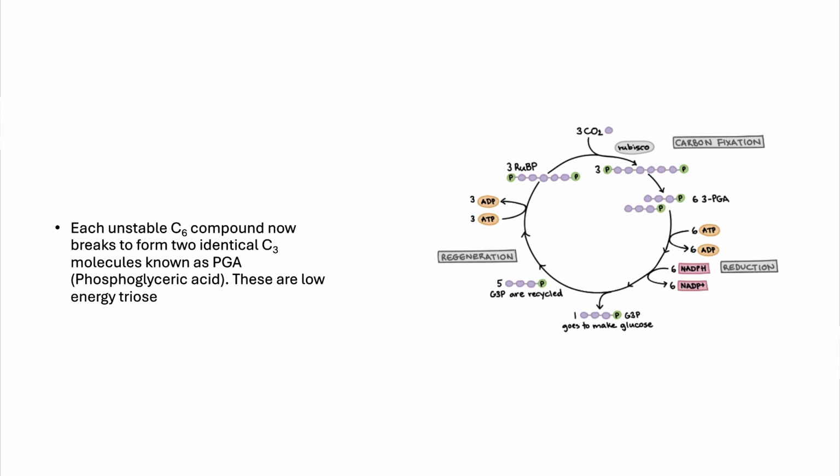So this is now an unstable C6 compound, and then it breaks to form two identical C3 molecules known as PGA, phosphoglyceric acid. These are low energy trios. A triose is a molecule that has 3 carbons. So this PGA has 3 carbons in it and it's low in energy. But remember, our main product, we want to get glucose, and glucose is something that has high energy. So this is how we'll get that high energy.